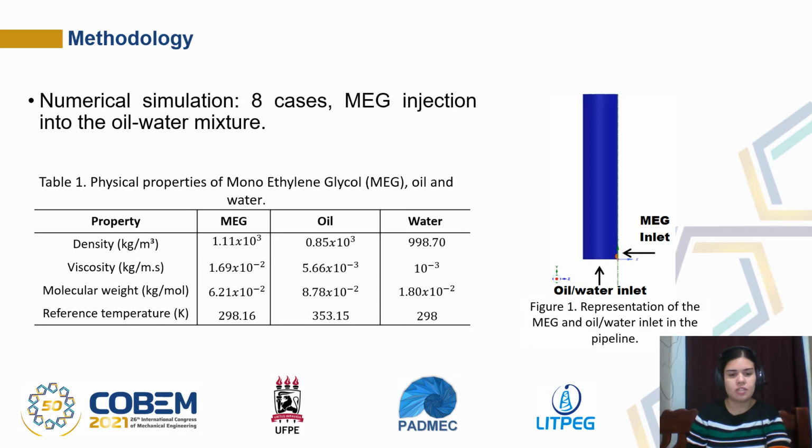Simulation of 8 cases of the two-phase and two-component flow of monoethylene glycol into the oil-water mixture in a 50 meters long pipeline was performed. Table 1 shows the physical properties of monoethylene glycol, oil and water. Figure 1 shows the schematic representation of the MEG and oil-water inlet in the pipeline.